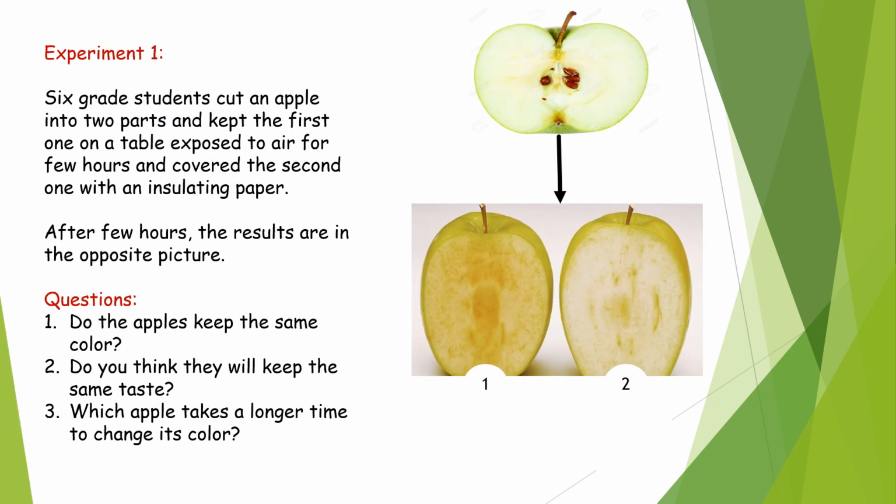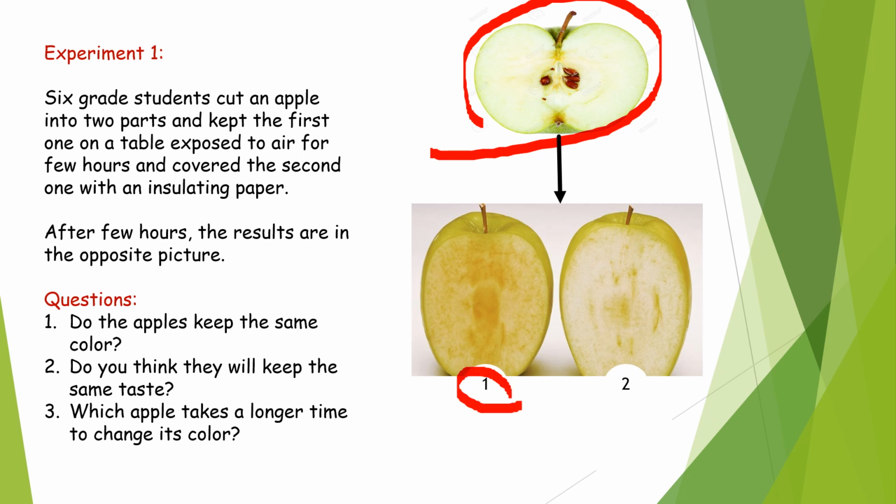Let's start first with experiment number 1. I read it. Sixth grade students cut an apple into two parts and kept one on a table exposed to air for a few hours and covered the second one with an insulating paper. So first of all, we have an apple. Sixth graders cut this apple into two parts. Okay? They cut the first one into a part in the middle and put it on a table exposed to air, but the second one was covered with a paper, then it was exposed to air.